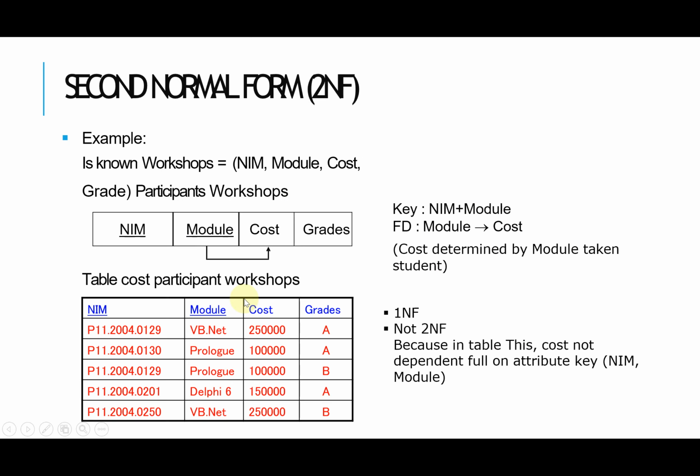For example, we have a workshops table with name, module, cost, and grade. Name and module together form the key, with one being a candidate key and name the primary key. Now for the dependencies: as we know, the course is determined by the module taken by the student.